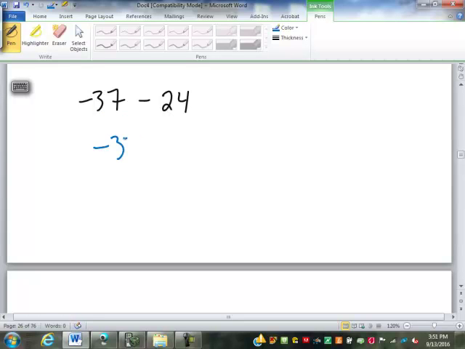No, the first number will never change. Subtracting 24 becomes plus negative 24. So now we can do negative 37 and negative 24. Both go the same direction. Our answer is positive or negative? Negative. Do we add or subtract the values? Add them because the arrows go in the same direction. So that ends up being negative 61.